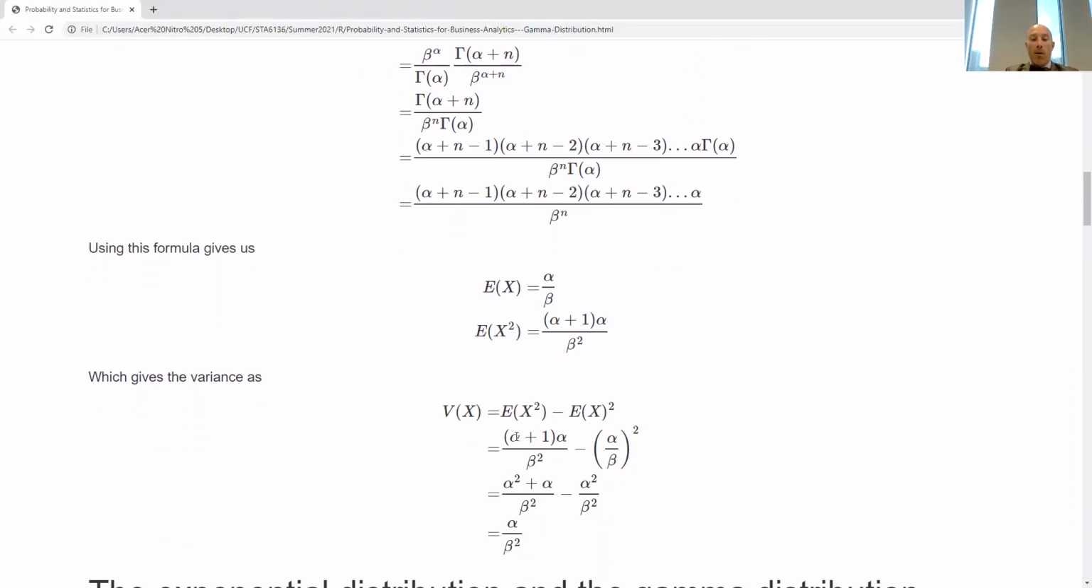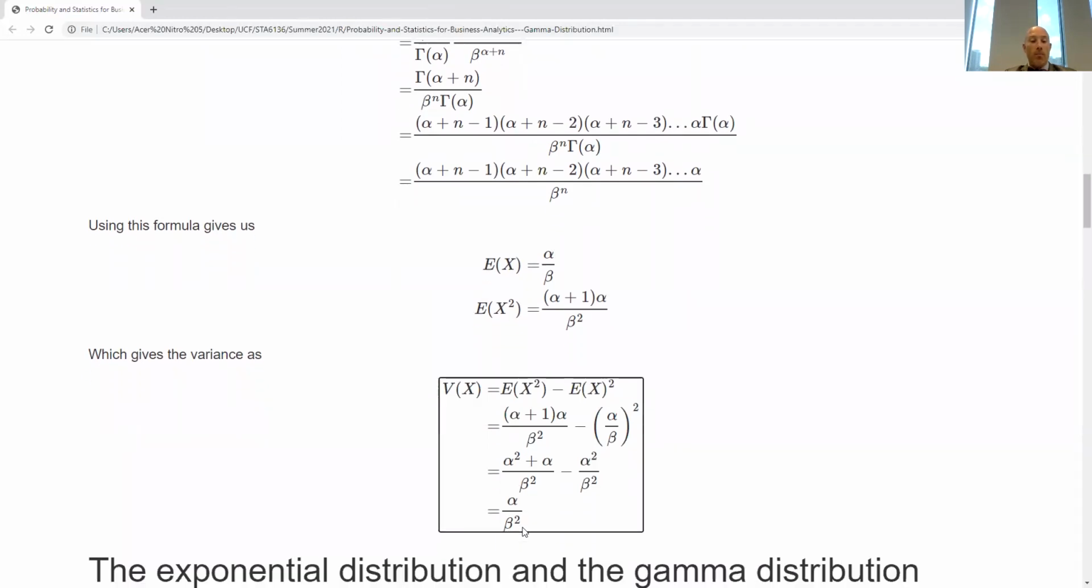And so I take the expected value of x squared. I subtract the square of the expected value of x. I do some simplifications, and boom, we see that the variance is alpha over beta squared. So this is very nice.